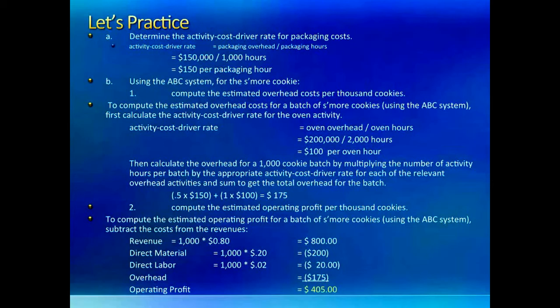Next, we put together material, labor, and overhead costs to get to operating profits. Direct material is given in the problem at 0.20 per cookie. Direct labor is given at 2 cents per cookie, and manufacturing overhead is given at $175 per batch from part 1 above. Total costs for s'mores are going to be $395, and total profits are going to be $405 for each batch of s'more cookie.